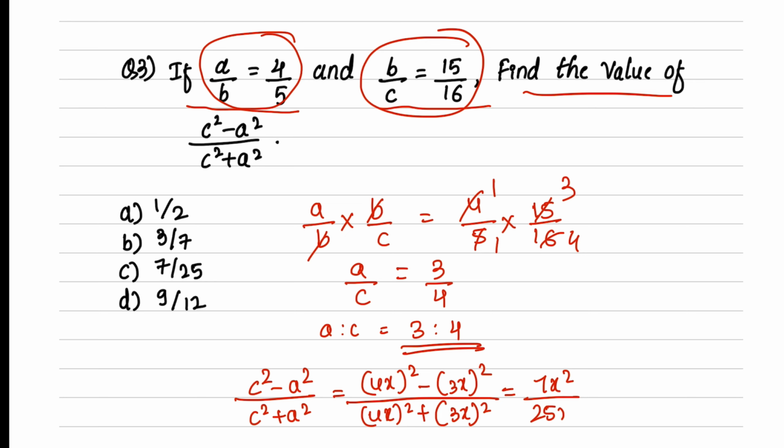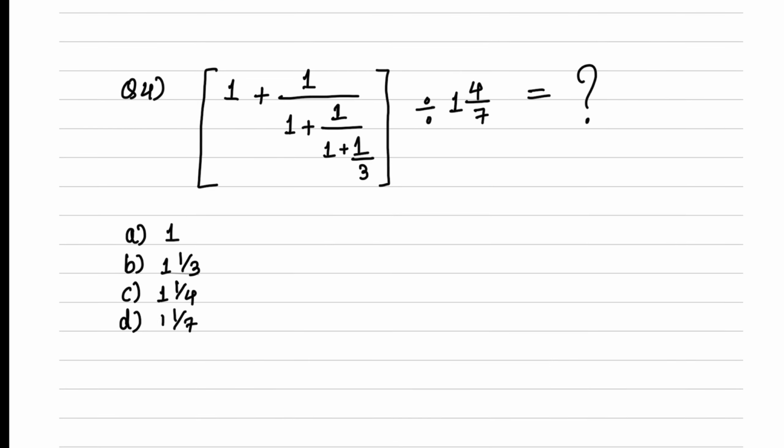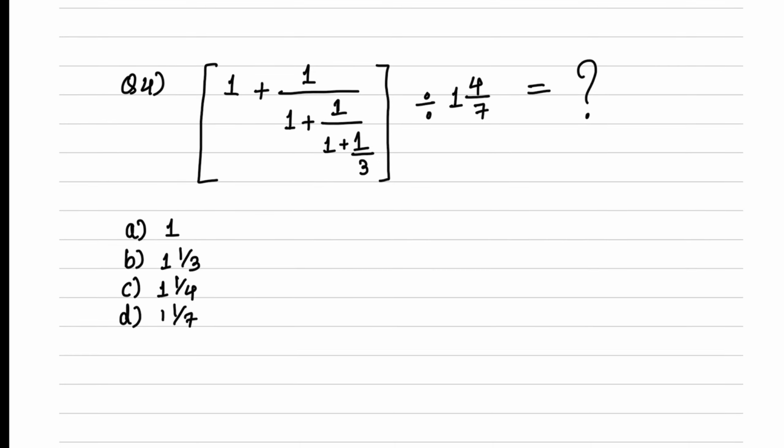which will be 25x square. X square cancels. 7 by 25 is the answer. Option C is the right answer. See the fourth question. We have to simplify this. This looks big, but we can solve it in seconds.